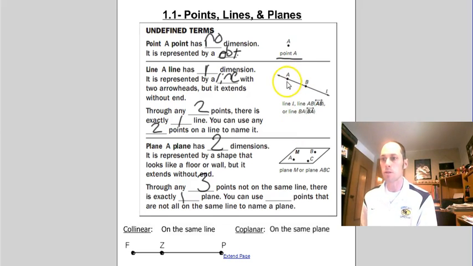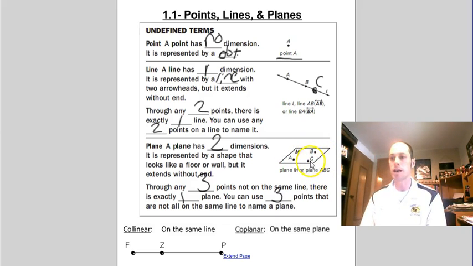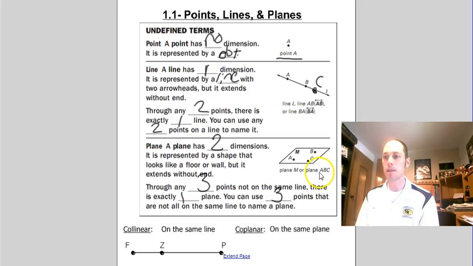If we had 3 points that were all in the line, like say we had A, B, and let's say we have another point C here, that would still just be a line because it's only going in one dimension. It needs to extend out the other way. So we can use 3 points that are not on the same line to name a plane. So here we can say plane ABC, because those are 3 points on the plane. They're not all in a line. We could say BAC, it doesn't matter the order.